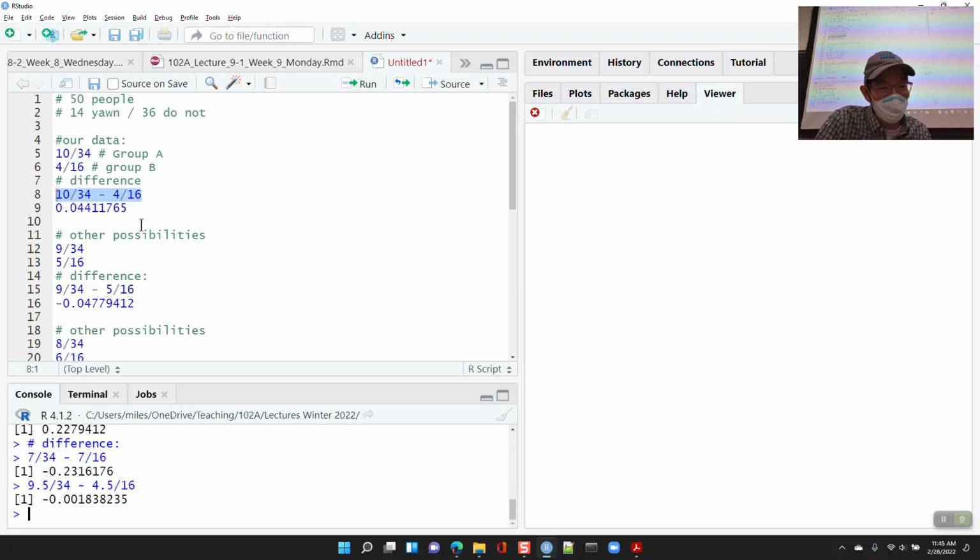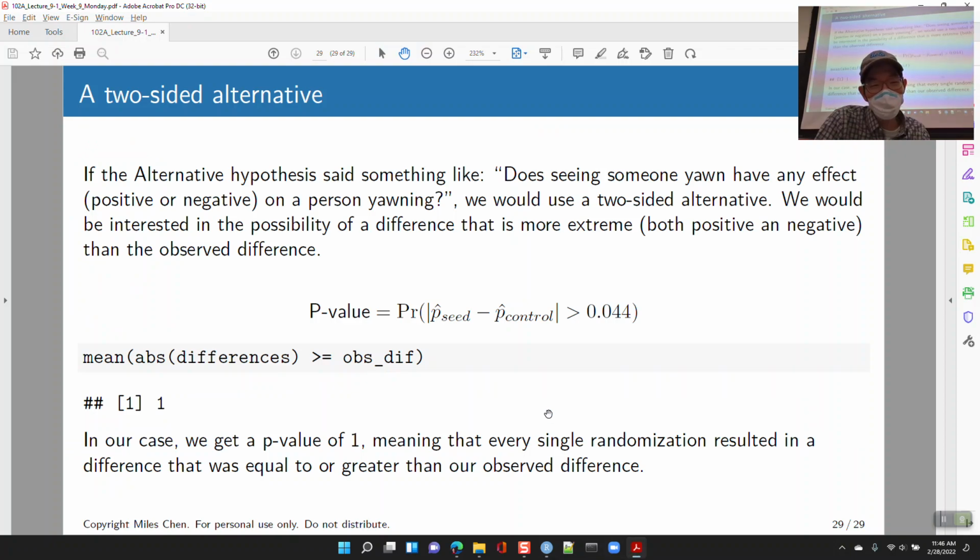Mythbusters is proud of their 4 percentage point difference, 0.044, but it's actually literally impossible to get anything smaller than a 4 percentage point difference between these two groups. So, as far as I'm concerned, this is not very convincing at all. A difference of 4 percentage points is not significant.